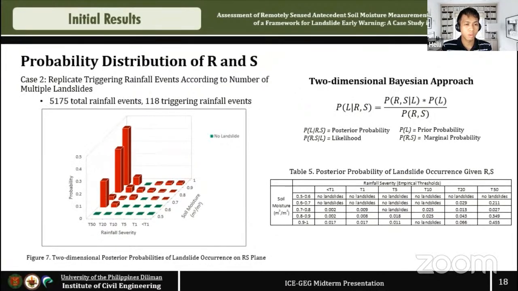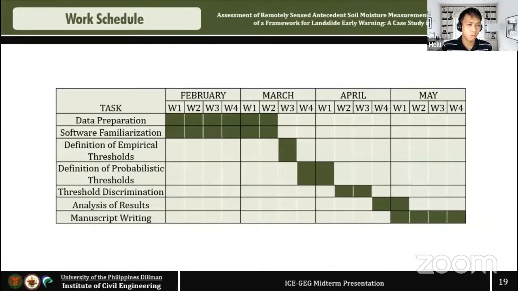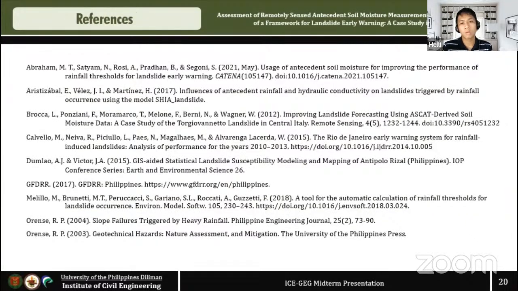The same trend can be observed with case 2 for the probability distribution of R and S. However, it can be observed that the posterior probability values are higher for case 2 than case 1, particularly for the more extreme events. Here is my work schedule, and here are my references.